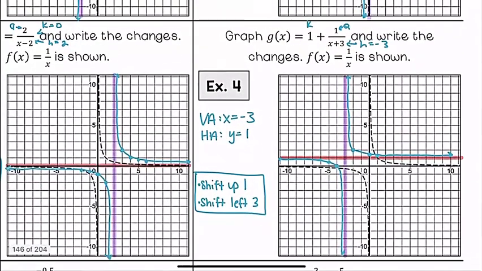And then number 4, here's number 4. We had k was 1. It was in the front this time, but it's still the same thing, still k. It's the only number that's not in our fraction. A was 1, and then h was negative 3. Remember, it's the opposite of what it appears. It appears to be positive 3, so it is negative 3. So that means our vertical asymptote was at x equals negative 3, and our horizontal asymptote was at y equals 1. So I graphed those first.